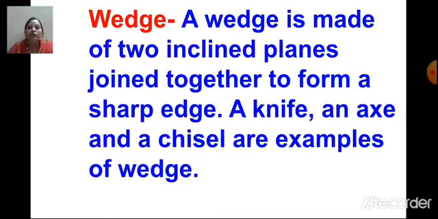Now, next we are going to discuss the wedge. What is a wedge? A wedge is made of two inclined planes joined together to form a sharp edge. A knife, an axe and a chisel are examples of a wedge.